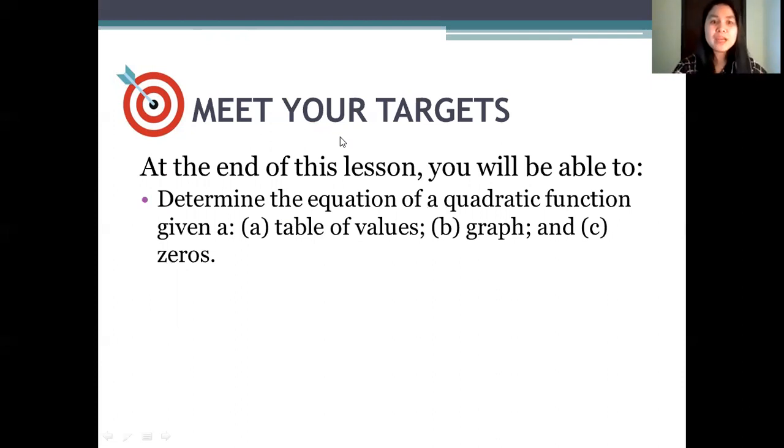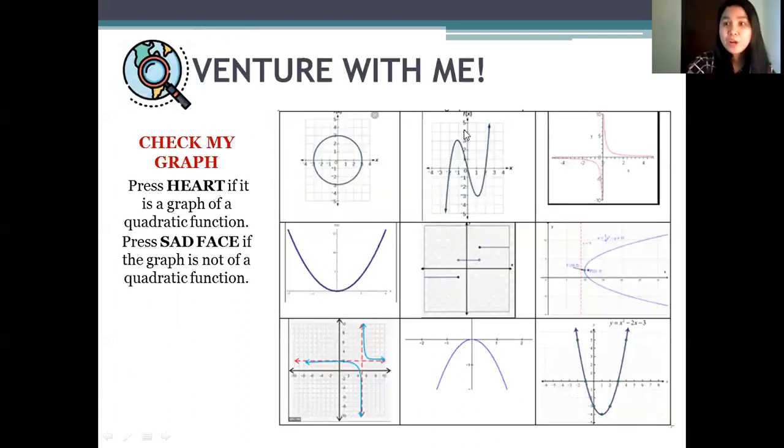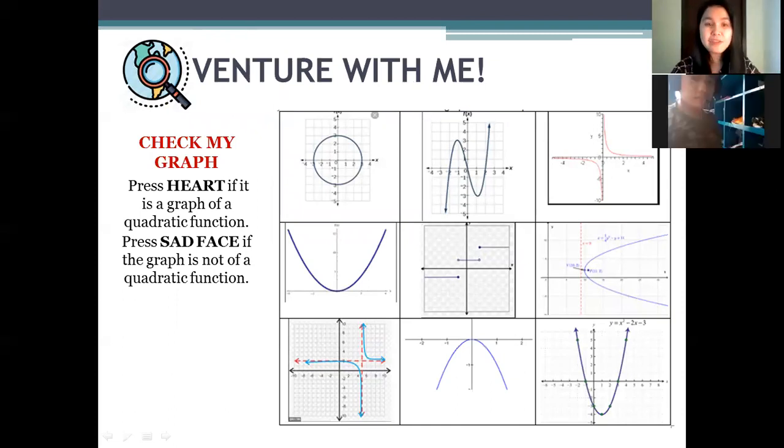Now, what will you do? If the graph that I'll be encircling is a graph of a quadratic function, you press heart. But if it's not a graph of a quadratic function, you press a sad face. Okay, let's start. Ready? Let us see how many can get it correctly. Ready? The first one. Heart or sad face? Press now your emotions.